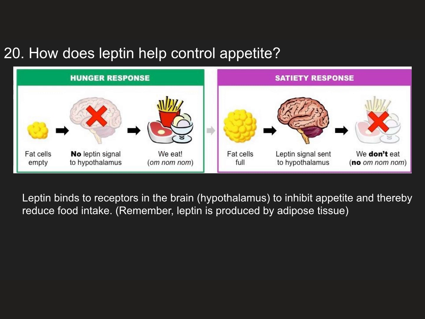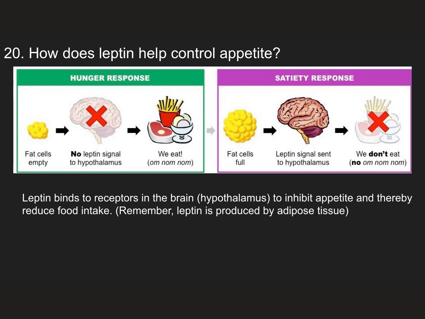All right, so number 20 says, how does leptin control appetite? So we already kind of talked about leptin earlier on in the video, but basically what it is that your adipose tissue releases leptin. Then the target is the brain, so the hypothalamus. It inhibits appetite, and then by way of that, in theory, it will reduce your food intake.